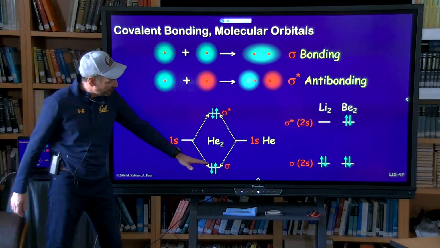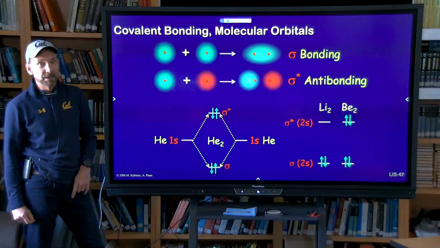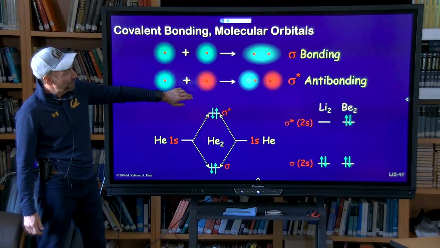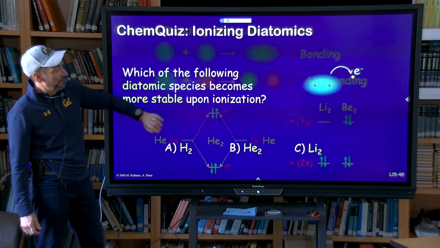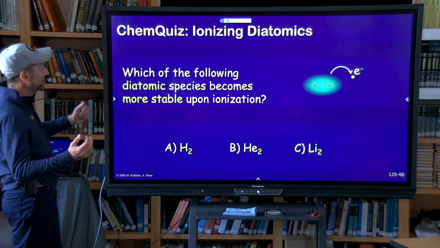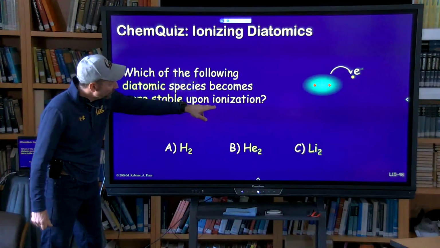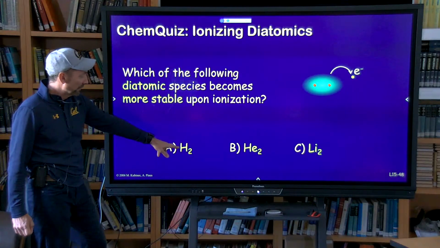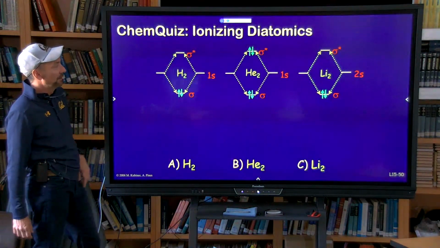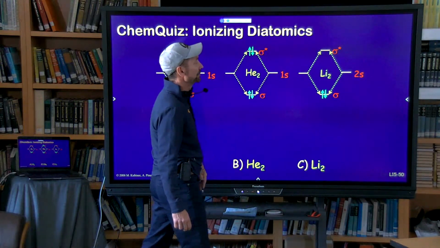So this idea of drawing molecular orbital diagrams from atomic orbitals is the formalism we're going to use to describe molecules quantum mechanically. It's relatively straightforward pictures, and we're going to add pictures all the time. So we'll go through this together. Which of the following atomic species is more stable if you ionize it? Remove an electron from H2, He2, or Li2. So now you can draw the molecular orbital diagrams. You can do that now because you understand how it works.